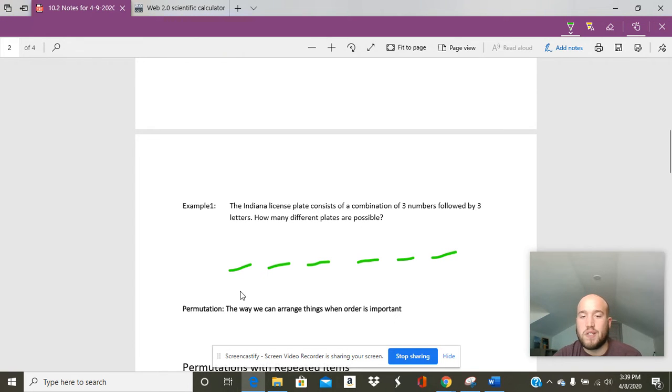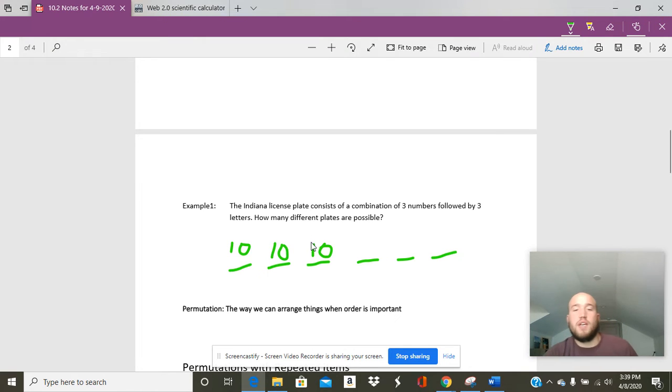Now, for numbers, there are 10 different choices. You might think, why isn't it 9, 1 to 9? But keep in mind, we also have the number 0. Okay, it could be a 0. So 0, 1, 2, 3, 4, 5, 6, 7, 8, 9. That gives us 10 choices. Now, on a license plate, they can repeat. So we could also have 10 choices for the second number and 10 choices for the third number.